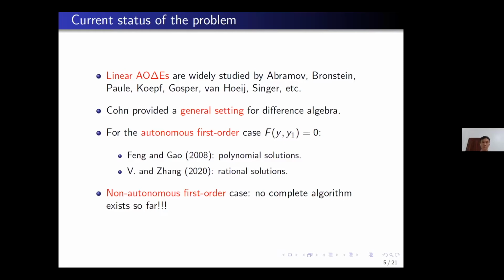Long time later, me and Yi Yang, one of my Chinese colleagues, we revisited the methods of Thang and Gao, and we did a little more to obtain a bound for the degree of a rational solution, and we completed the algorithm. That is for the autonomous first order case.